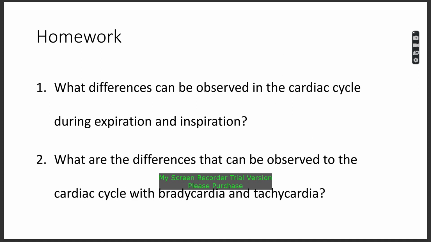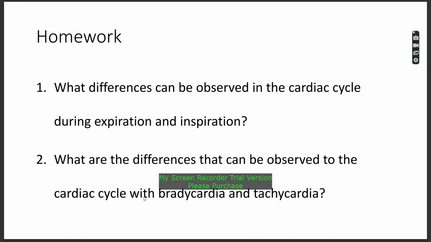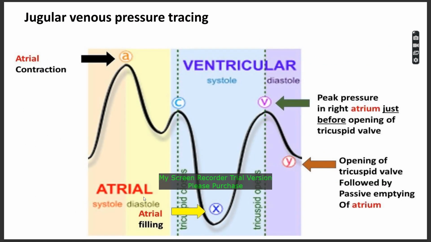Okay, let's actually think about this. If you think about bradycardia, that is slow heart rate. Slow heart rate means we should look into it in another video. In this one, now we'll talk about jugular venous pressure tracing.